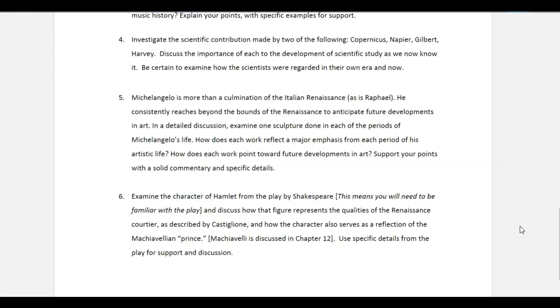Notice that the title of the play is actually Hamlet or the Prince of Denmark. And so that ties us into the Machiavelli work, The Prince. So again, you have to be familiar with Machiavelli. You should be, since we've already gone through chapter 12.